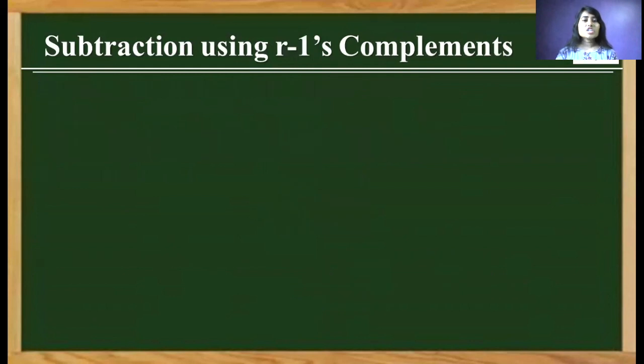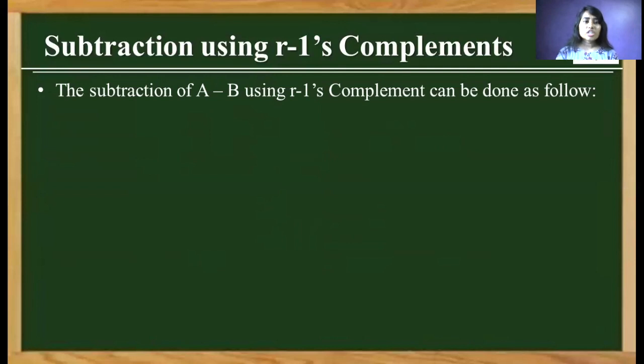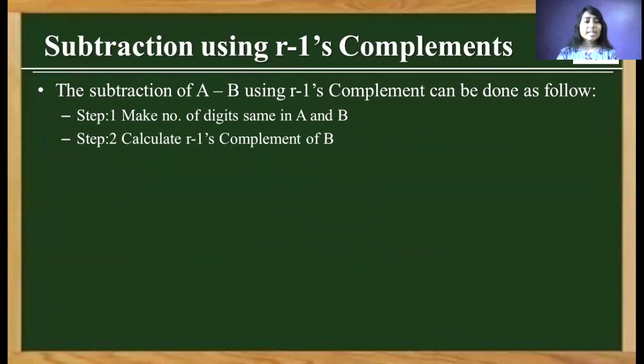Next, subtraction using r minus 1's complement. The subtraction of A minus B using r minus 1's complement can be done as follows. Step 1, make the number of digits the same in A and B. Then step 2, calculate r minus 1's complement of B. Then perform addition: A and r minus 1's complement of B.